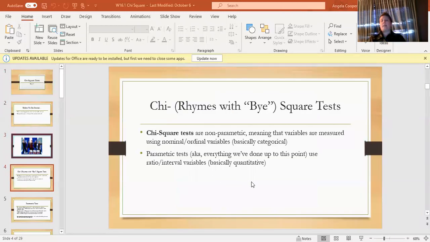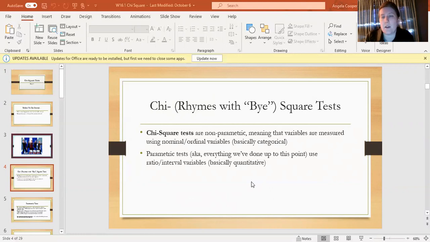So chi-square tests, as I mentioned, are non-parametric. That means that the variables involved in these sorts of tests are usually nominal or ordinal variables. Essentially, they're categorical. If we remember way back, nominal variables are essentially providing names to things. So you can use numbers, but the numbers don't really mean anything. For example, your social security number could start with 702 or 555, but if one social security number is greater than another, it doesn't really mean much.